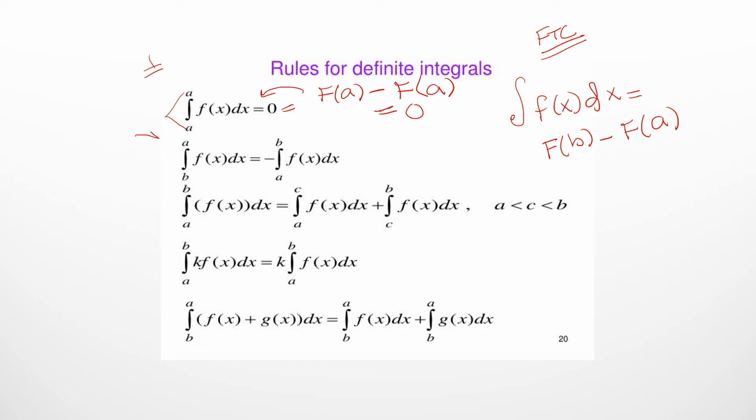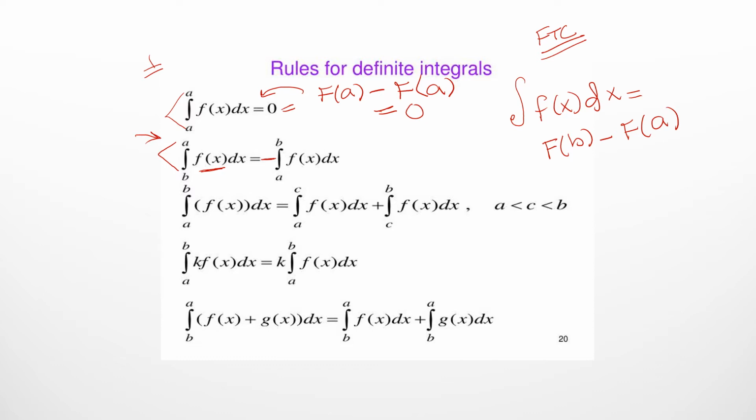Now in the second property, from b to a, if you have to integrate some function and you change the position of the upper and lower limits, the only thing is that you have to put a negative sign, and then they will be equal to each other.